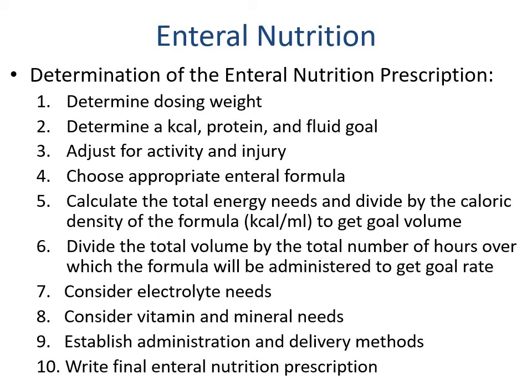For example, though, certain medications we said needed to be on an empty stomach, in which case it will be no nutrition for 1 hour before the medication and no food for 1 hour after the medication, in which case you would only be dividing by 22. Number 7 and number 8 are check the electrolytes and check the vitamins and minerals to make sure that they are at the correct amounts. Number 9 is assuming that you have picked the correct amount at the correct rate, establish how this will be delivered, and then 10 is to put it all together and write your final prescription.